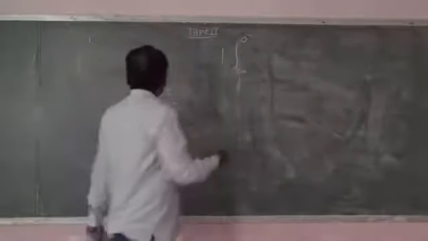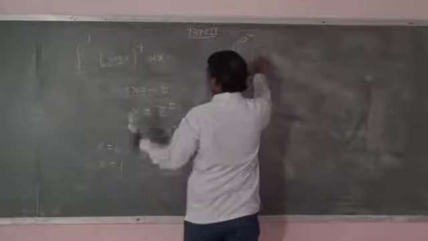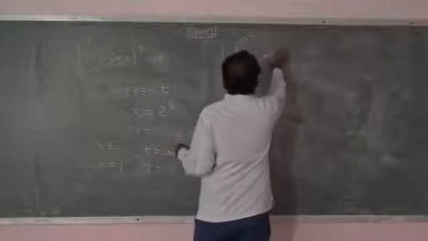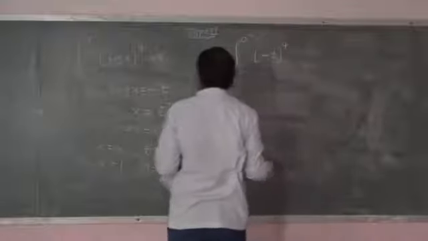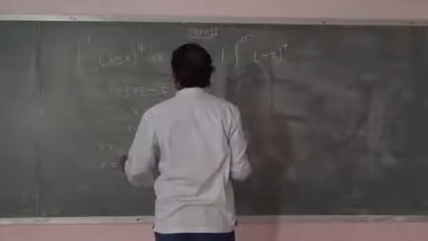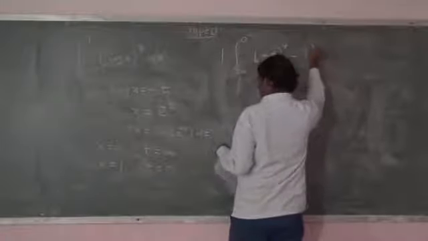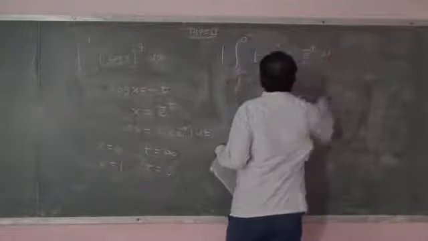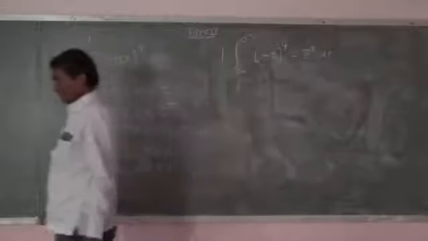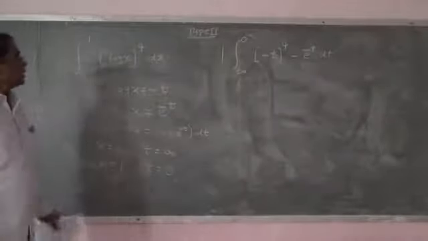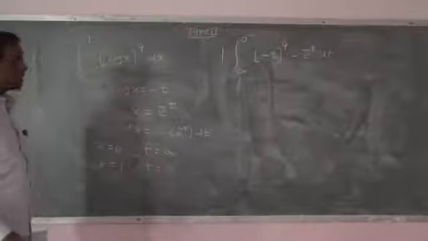Log x raised to 4 means log x is minus t, so minus t raised to 4. And dx is equal to minus e raised to minus t dt. So minus t raised to 4 times minus e raised to minus t.